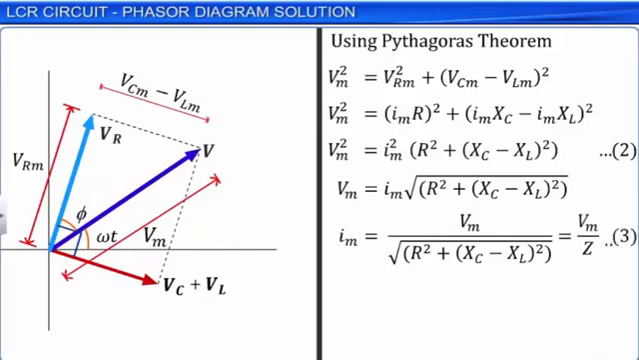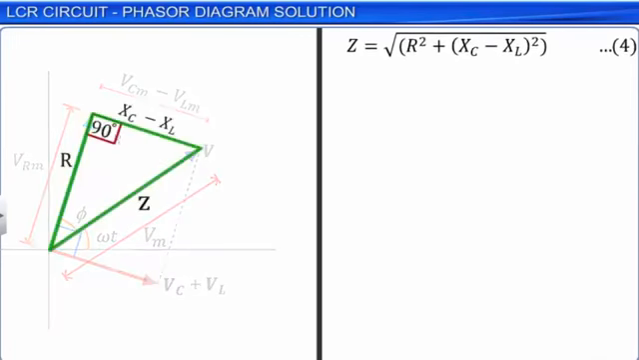Here, Z is the impedance of the LCR series AC circuit, which is analogous to resistance in a DC circuit, and is equal to under root R square plus (XC minus XL) square. Let this be equation 4. The impedance equation can also be written as Z square is equal to R square plus (XC minus XL) square. This equation represents a right-angled triangle as per Pythagoras theorem. This triangle is called the impedance diagram.